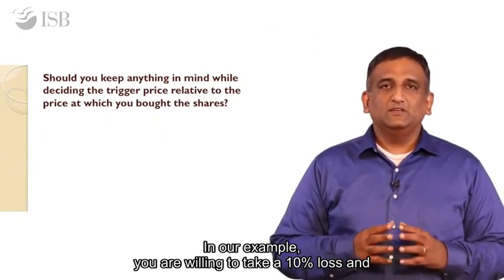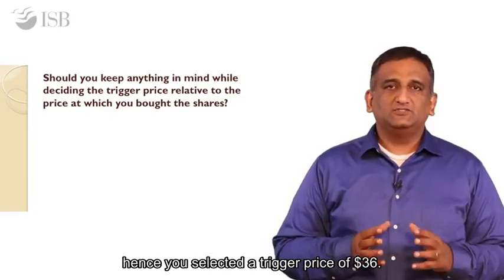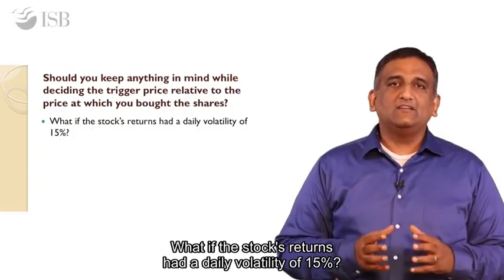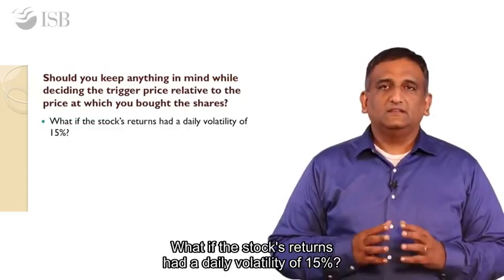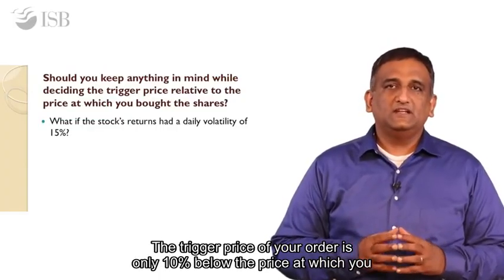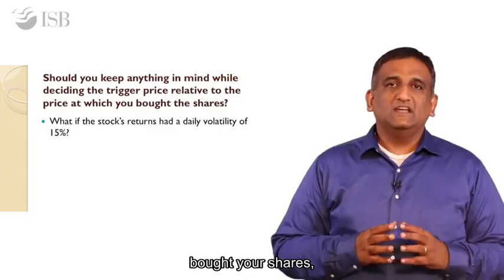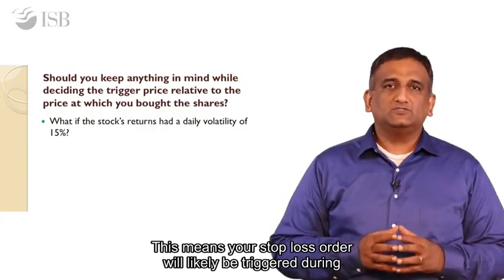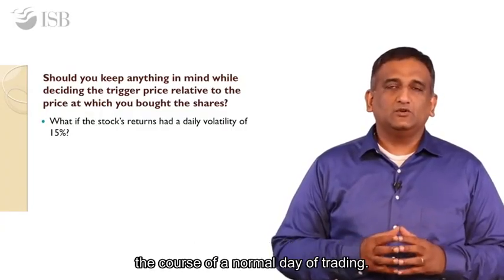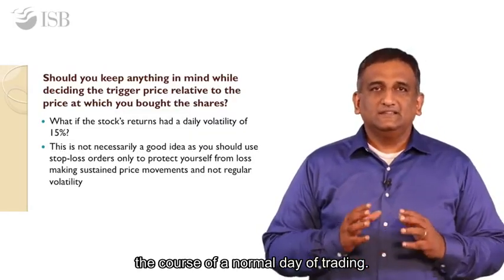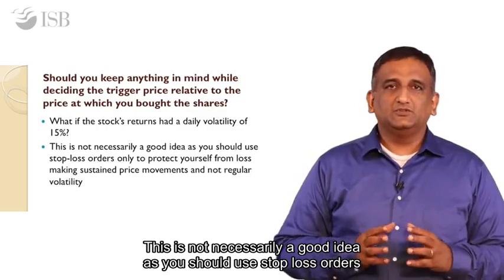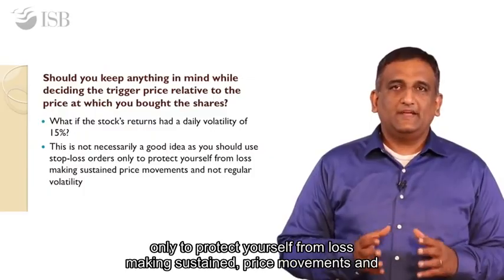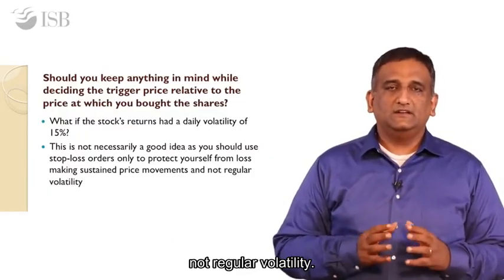In our example, you were willing to take a 10% loss and hence you selected a trigger price of $36. What if the stock's returns had a daily volatility of 15%? The trigger price of your order is only 10% below the price at which you bought your shares, whereas the daily price fluctuations are typically larger than that. This means your stop loss order will likely be triggered during the course of a normal day of trading. This is not necessarily a good idea, as you should use stop loss orders only to protect yourself from loss-making sustained price movements and not regular volatility.